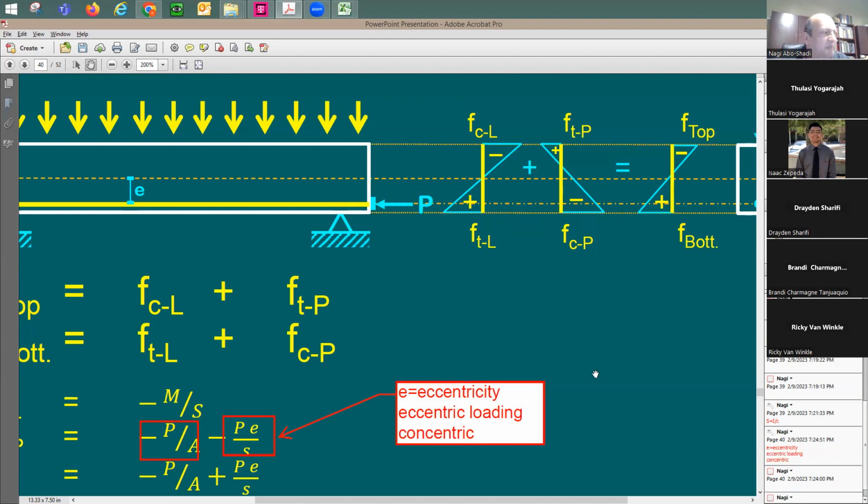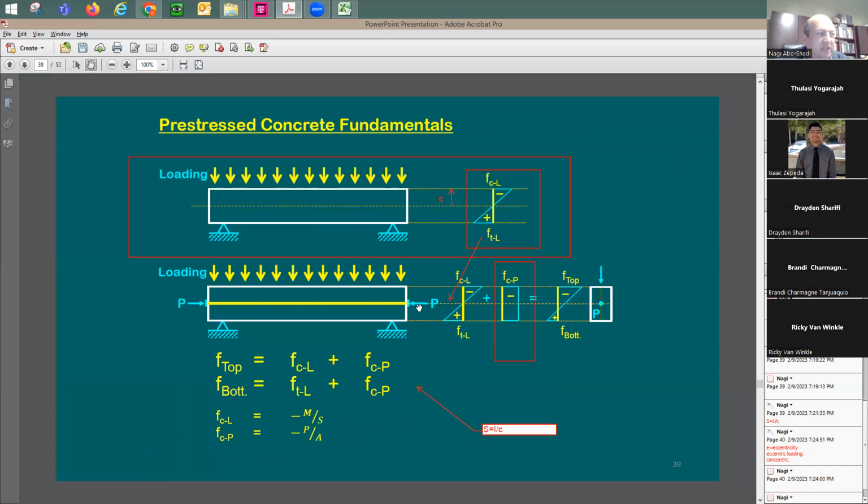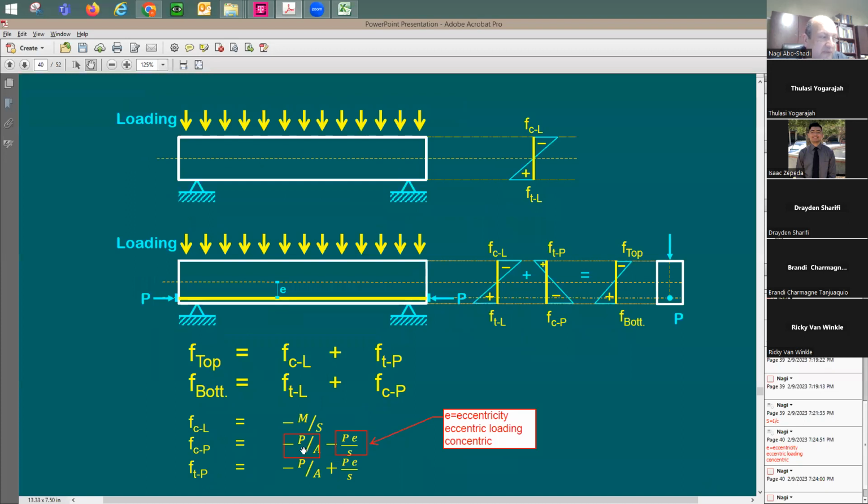Concentric loading. So what does it mean by concentric loading? This case is going to be concentric loading and this is going to be eccentric loading. So the stress here is going to have two terms: negative P over A, and then you have here PE over S. One time you're going to have it as positive, like for tension, and the other time it's going to be compression, negative.